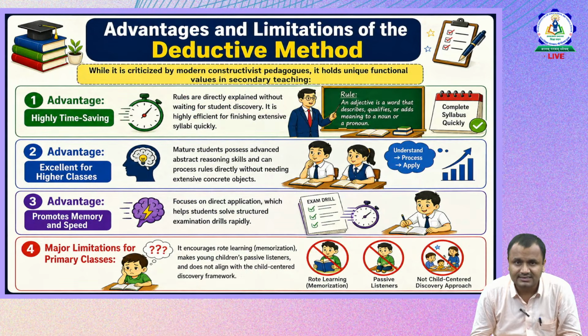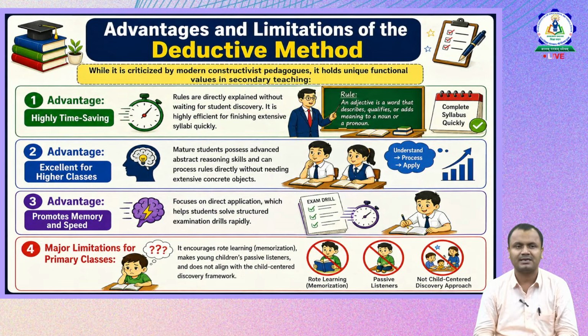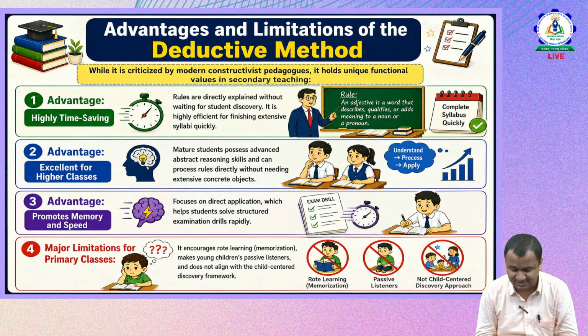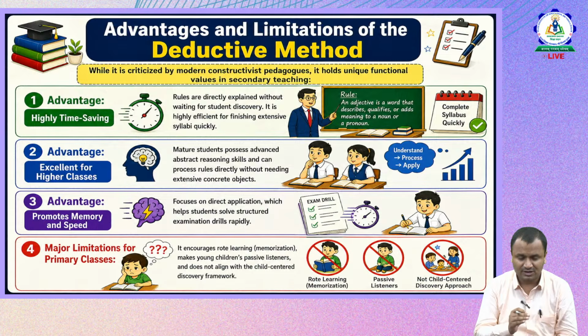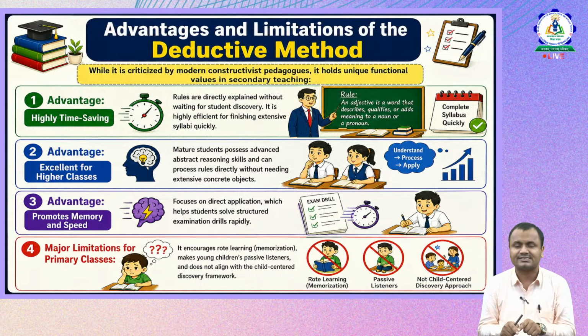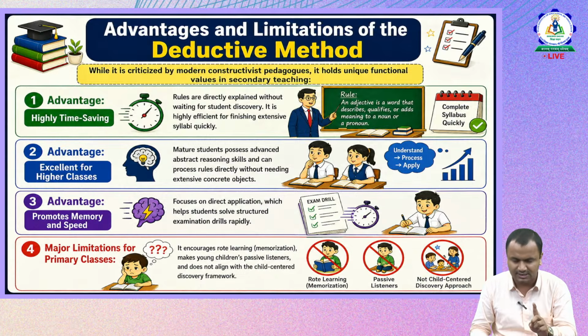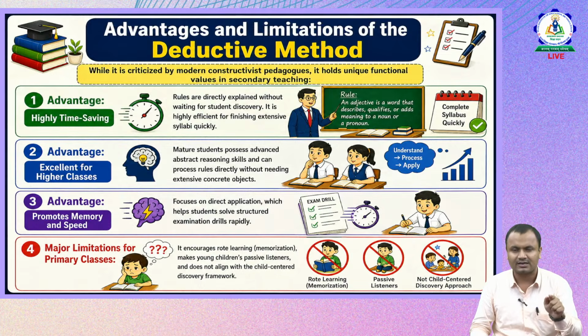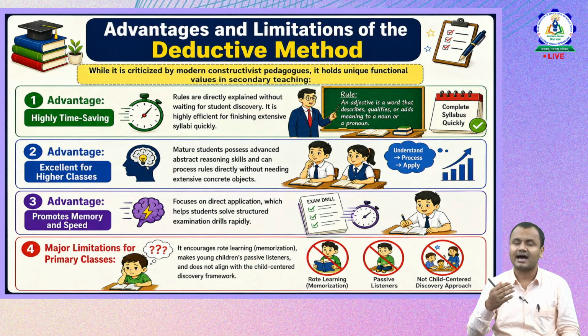Now, what are the advantages or limitations of deductive method? First and foremost thing, we have discussed that it is time saving. It does not consume a lot of time because we know the boundaries of the content. We have decided that today we are going to tell about adjective, definition of adjectives and types of adjectives. The boundary is set, limit is set. We just have to write the rules. We just have to ask the student to copy it, practice it. So it is less time consuming. It saves your time.